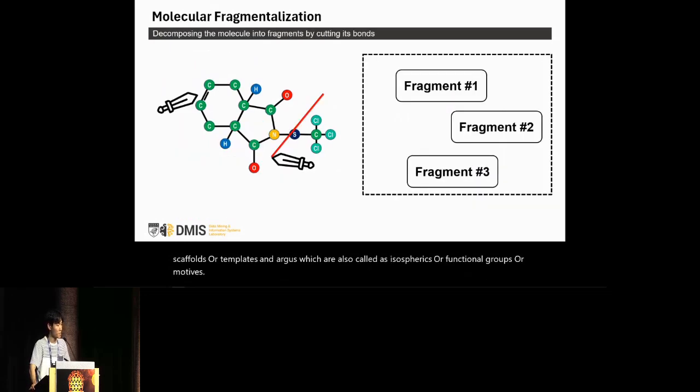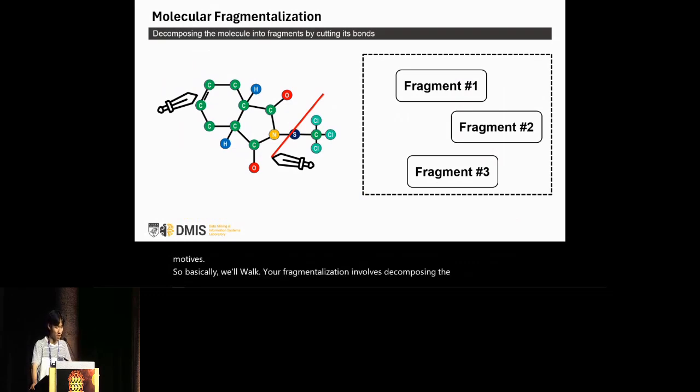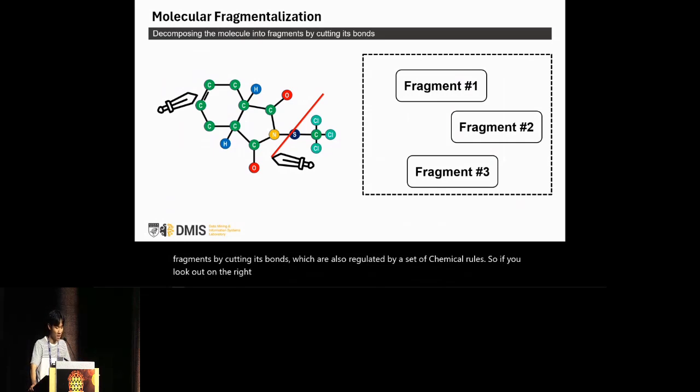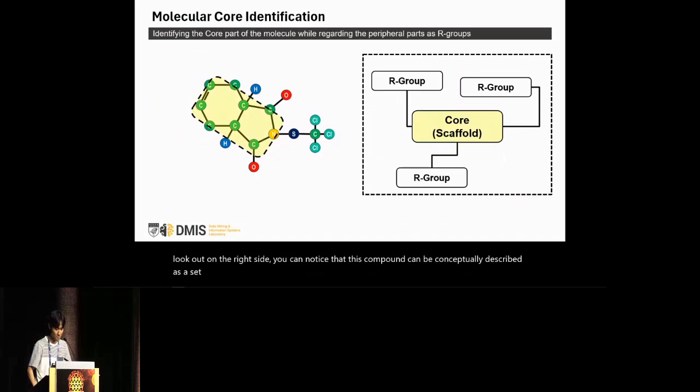Basically, molecular fragmentation involves decomposing the molecule into fragments by cutting its bonds, which are regulated by a set of chemical rules. If you look on the right side, you can notice that this compound can be conceptually described as a set of fragments. On the other hand, molecular core identification involves identifying the core part of the molecule, while regarding the peripheral parts as R groups. But they are still connected to each other because they haven't been decomposed yet; we only know which regions correspond to the core structure of that molecule.